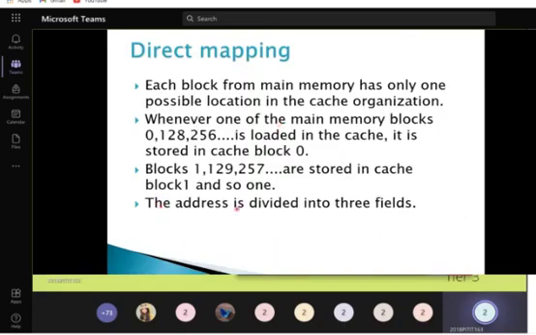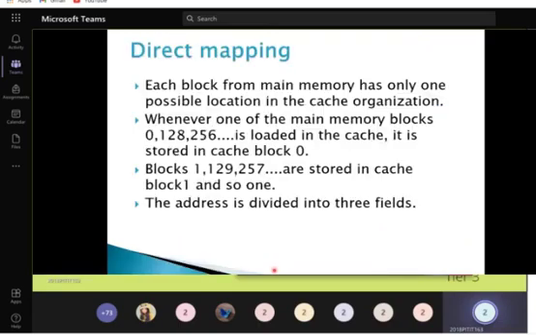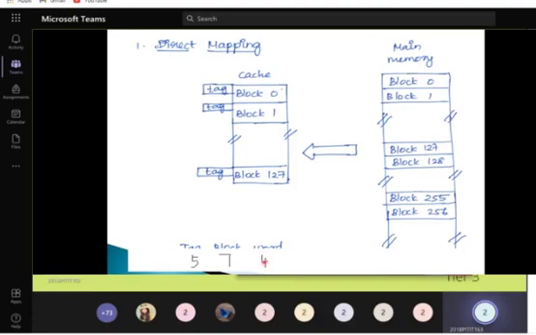So here the address is divided into these three fields, which we saw: one is the tag field, another is the block field, and then the word field. In this address we are dividing into these three fields, and it is represented like 5, 7, 4 respectively for the tag, block, and word fields.